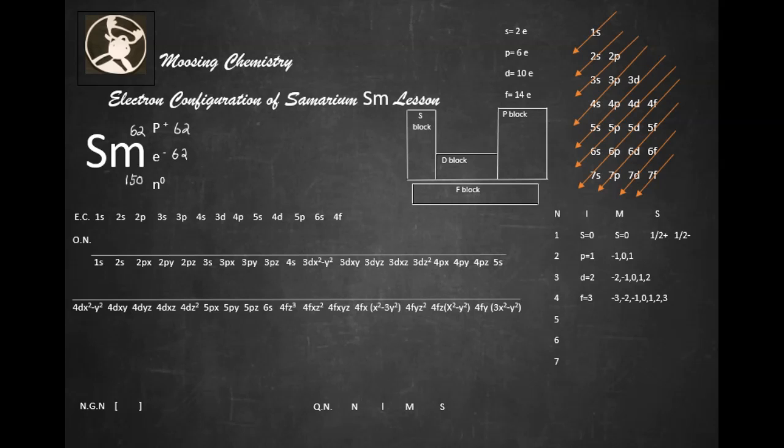Now the number of neutrons is the AMU minus the number of protons. So that would be 150 minus 62, which equals 88 neutrons. So we're going to put 88 right there.